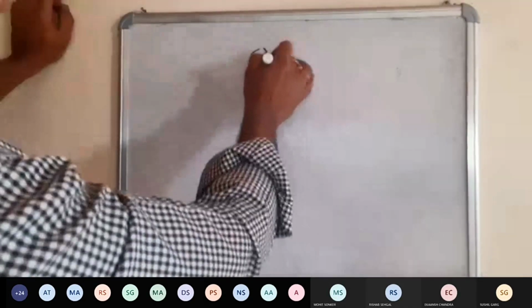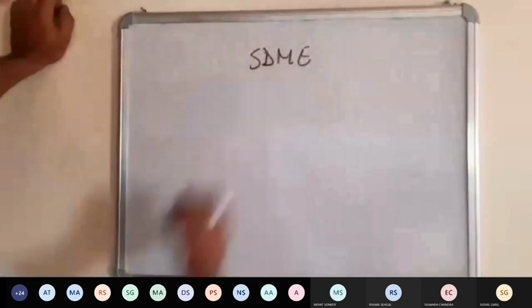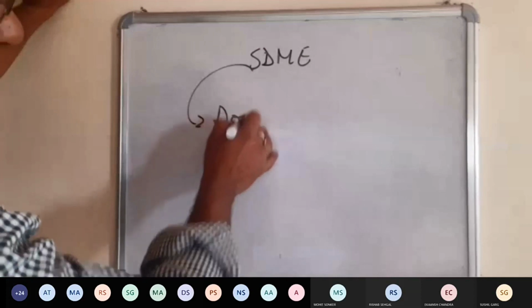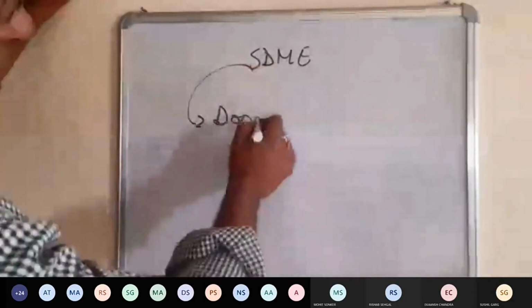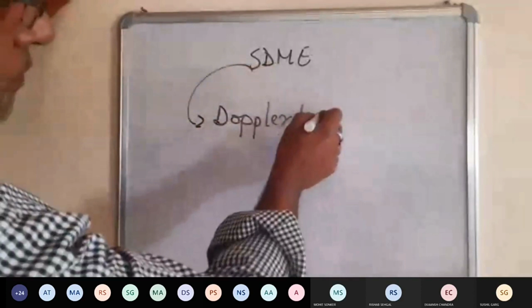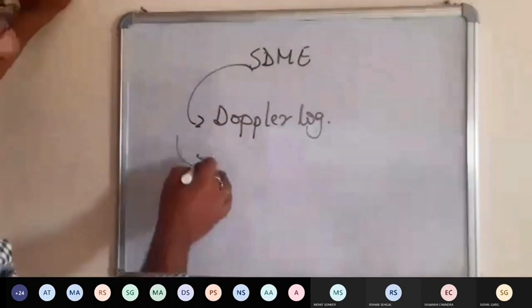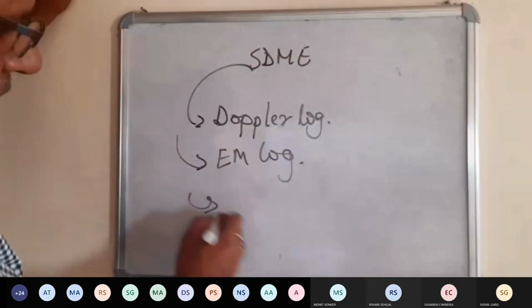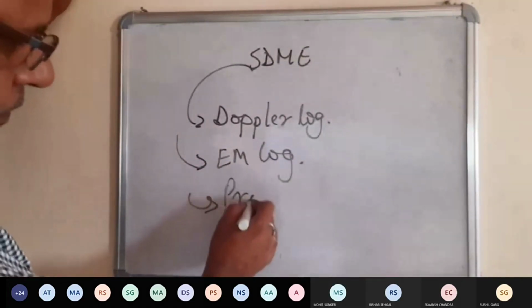So we have SDME, speed and distance measuring equipment. We have Doppler log, one of the SDME is Doppler log. The other one is EM log. The third one is pressure log.